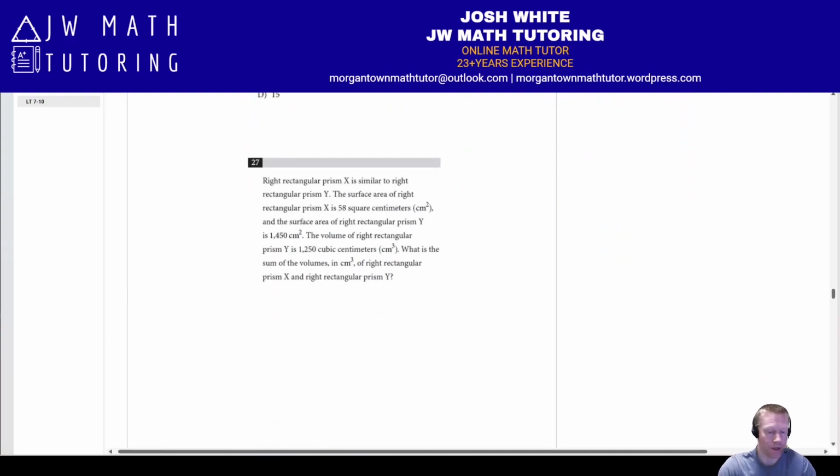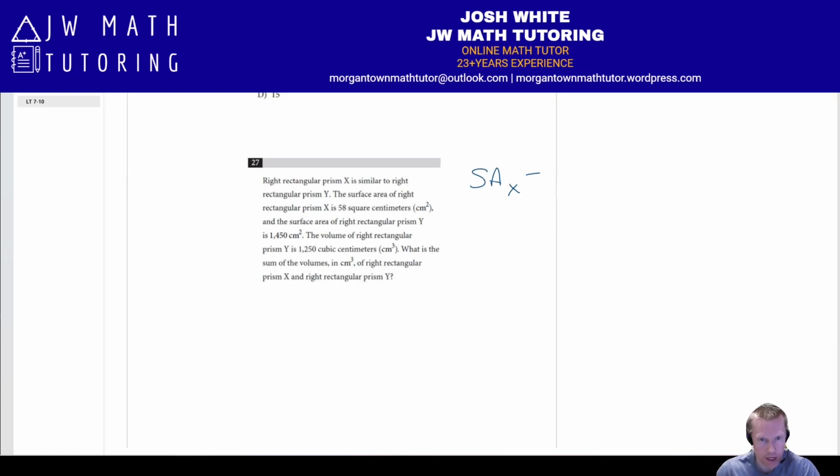All right, next up, question 27. This is the last question in module 1 of linear paper test number 9. We have two rectangular prisms, i.e. basically a box. One is larger and one is smaller. We know that the surface area of x is 58. What else do we know? The surface area of y is 1450.